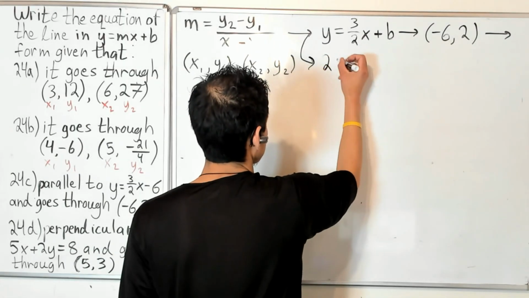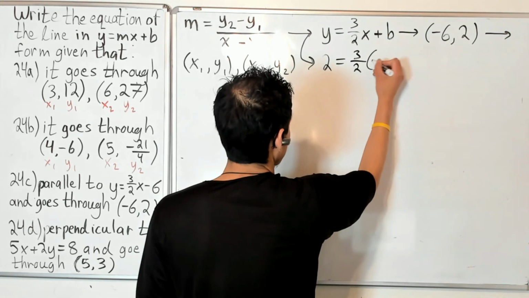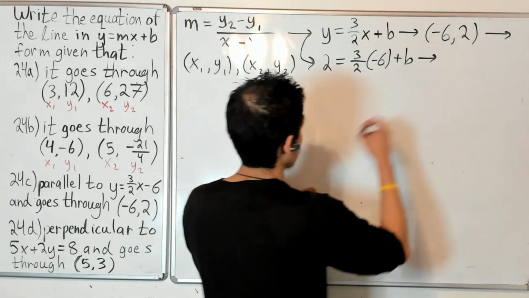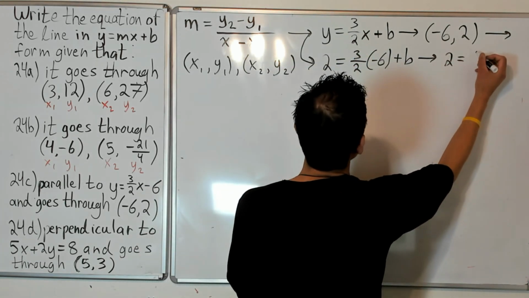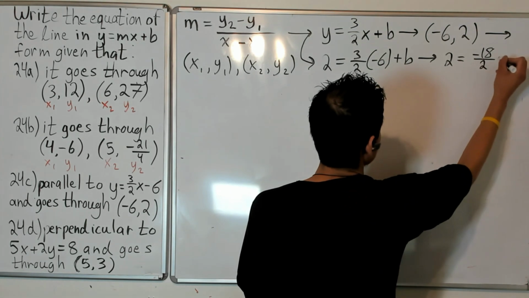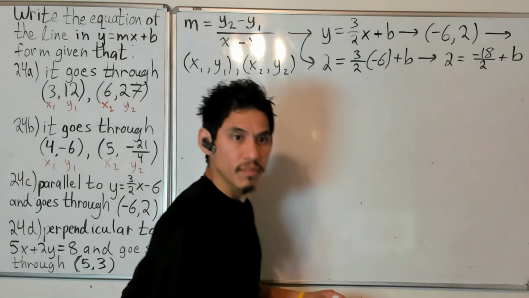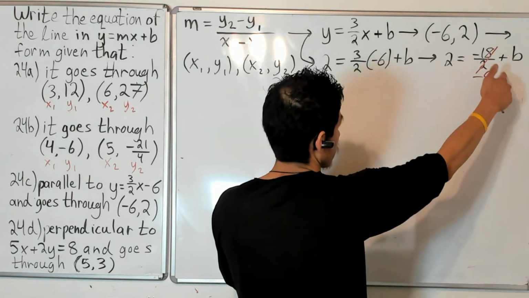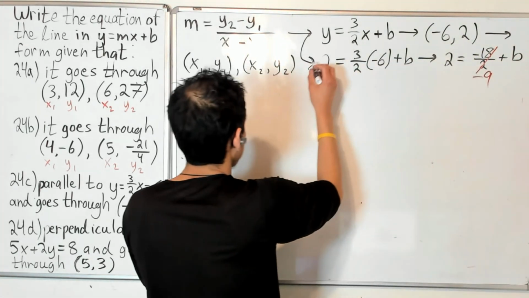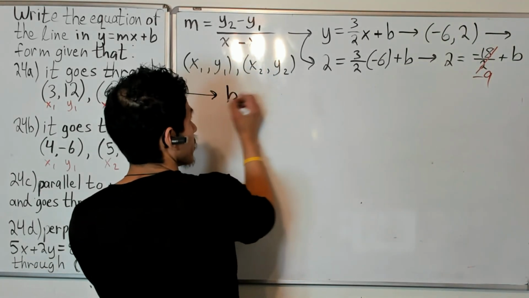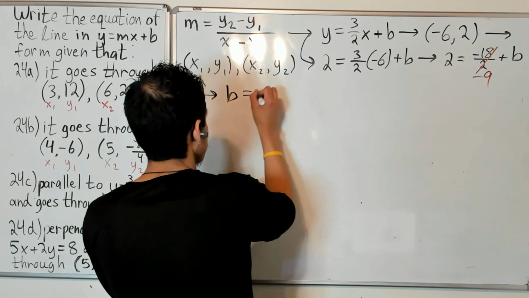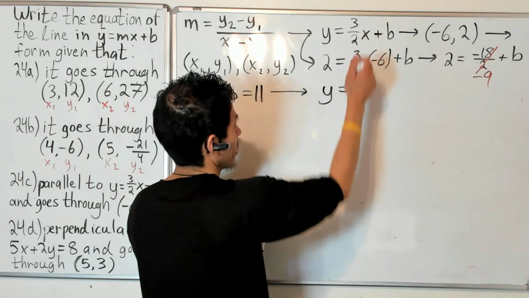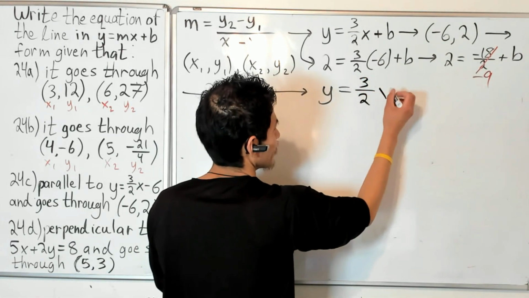So we would write this as 2 equals 3/4 times -6 plus b. This will be the same as -18 over 2 plus b. -18 over 2 is the same as -9. So then I can solve for b by adding 9 to both sides. So then I would get that b would be equal to 2 plus 9. So b is 11. And so my final answer would be that y equals 3/4 x plus 11.